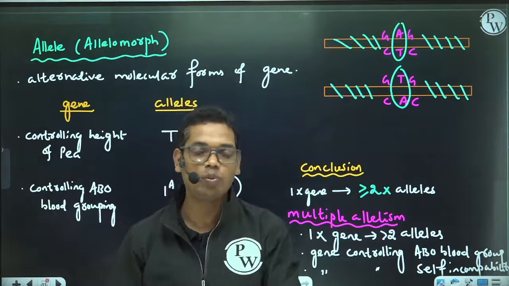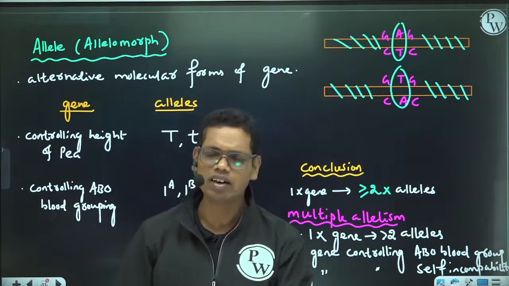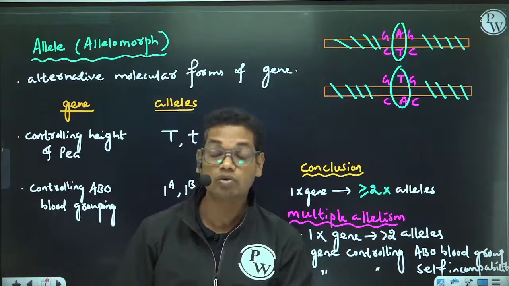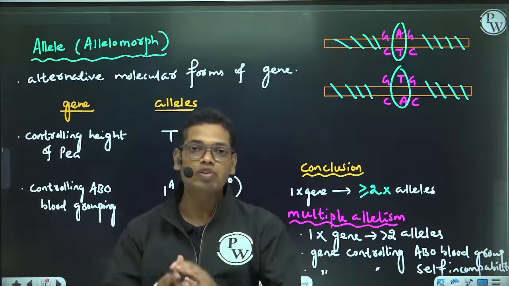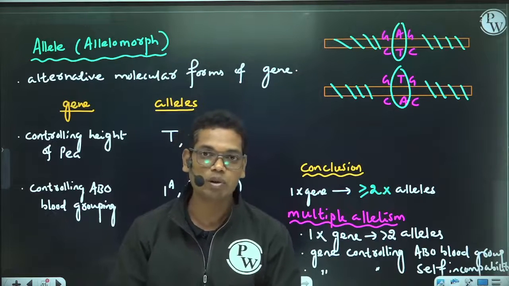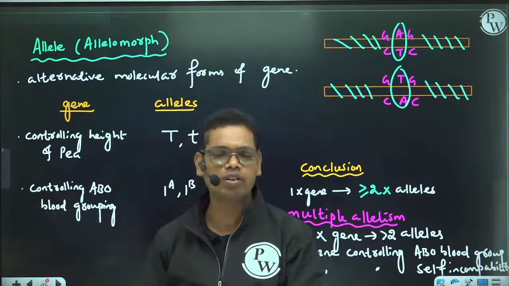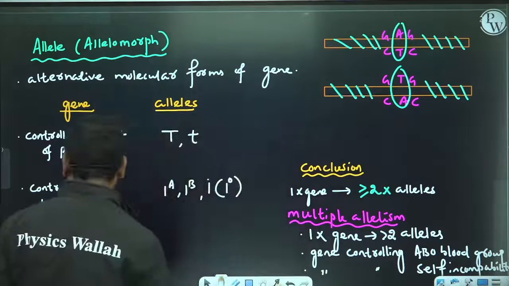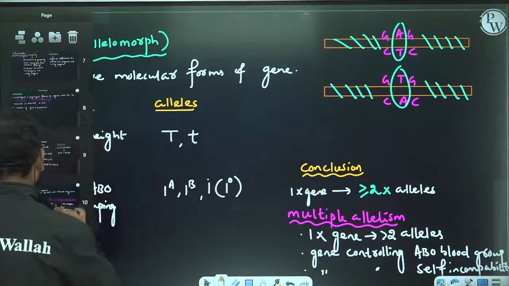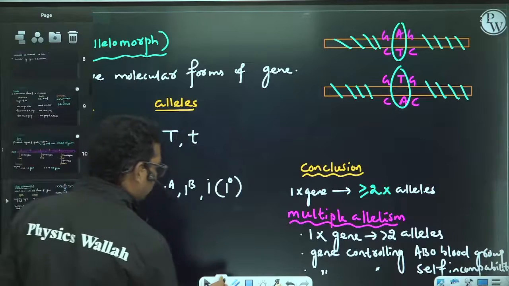only one allele will be present. If the organism is diploid, then two alleles will be present. The alleles may be the same or different, but two alleles will be present. If the organism is triploid, then three alleles will be present. If the organism is tetraploid, four alleles will be present. So when two or three or four alleles are present, they may be of the same type or different type. Let me write that part here. You can write that part.